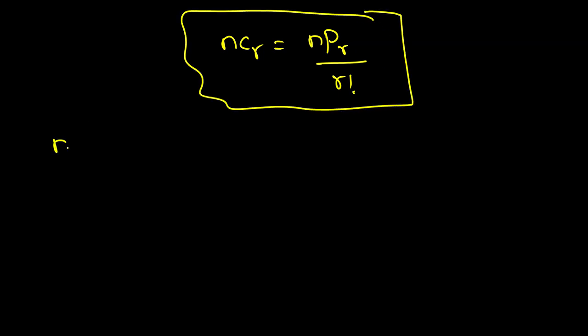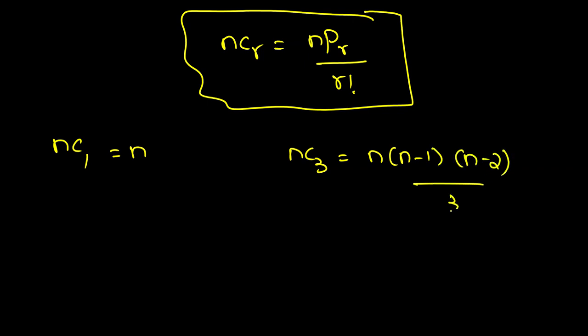And what is NC1? NC1. In NC3, n into 3 terms in the numerator divided by 3 factorial. If it is NC2, 2 terms in the numerator divided by 2 factorial. NC naught.